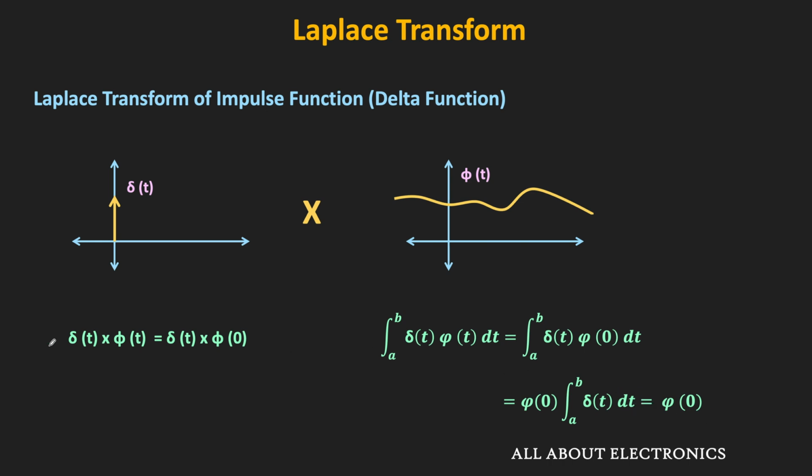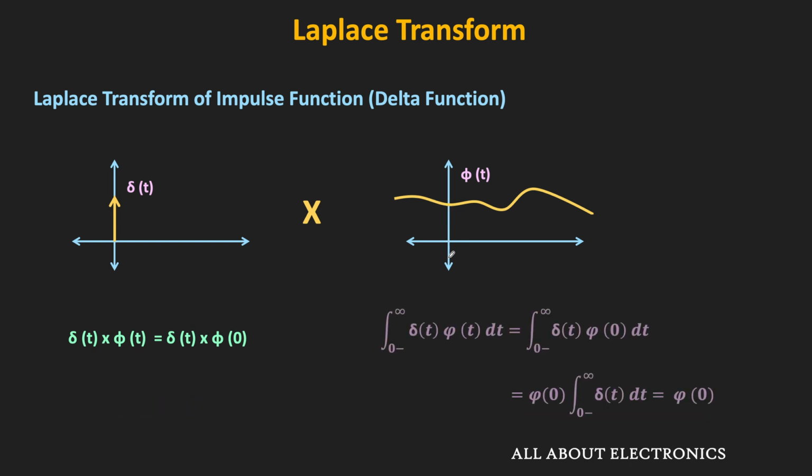That means if we multiply delta of t with phi of t and integrate this term over some integration limit a to b, then we get the value of the function at time t equal to 0. And of course, over here we are assuming that a is less than 0 and b is greater than 0. So instead of a and b, we can extend the integration limits from 0 minus to infinity. That means if we multiply any function with the delta function and integrate it from 0 minus to infinity, we get the value of the function at time t equal to 0.